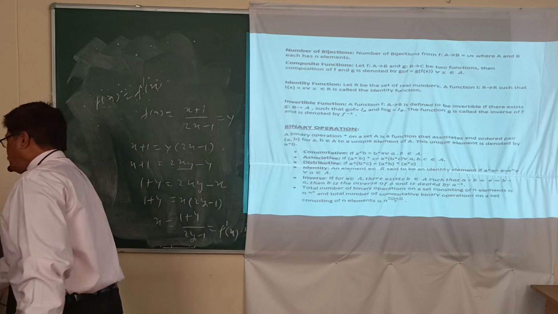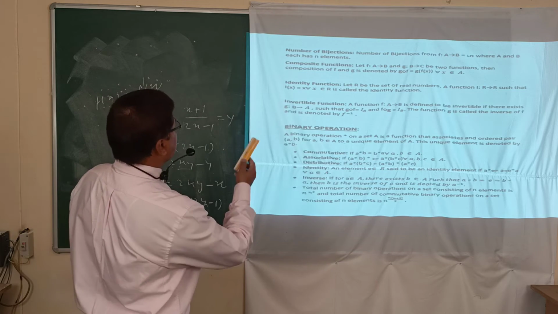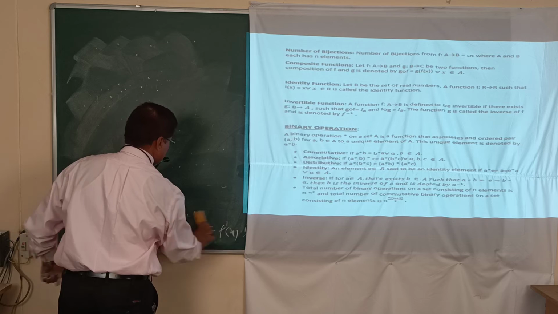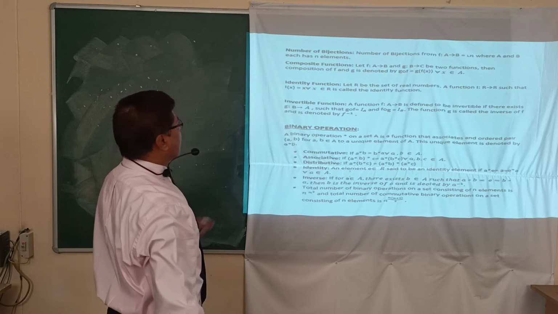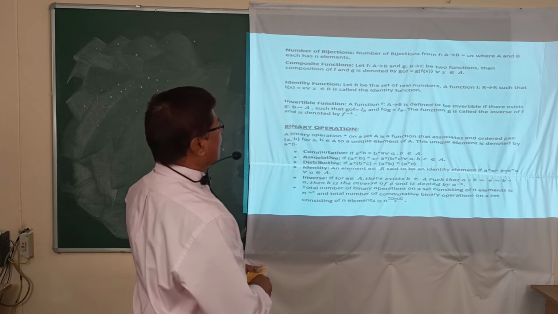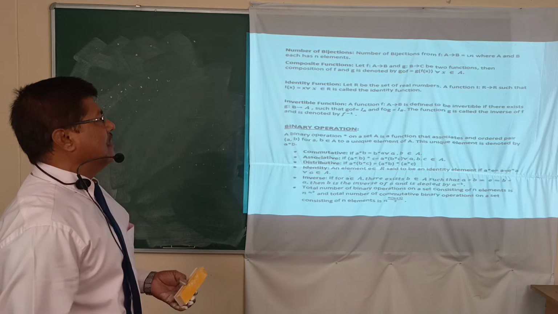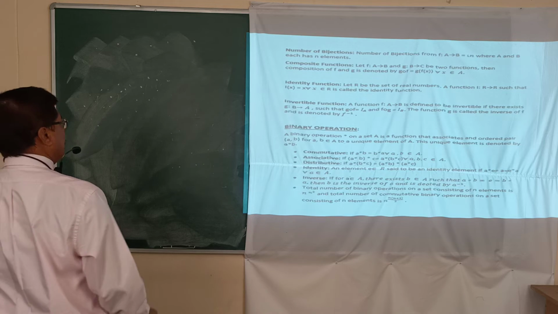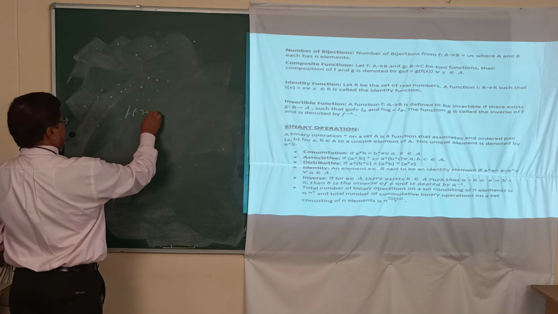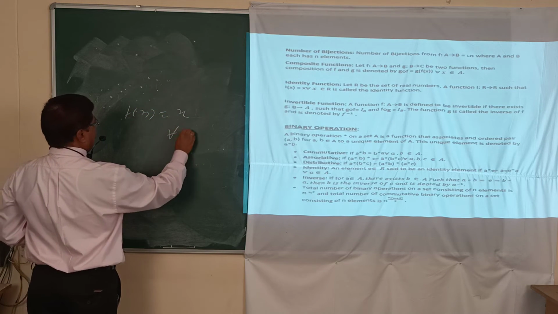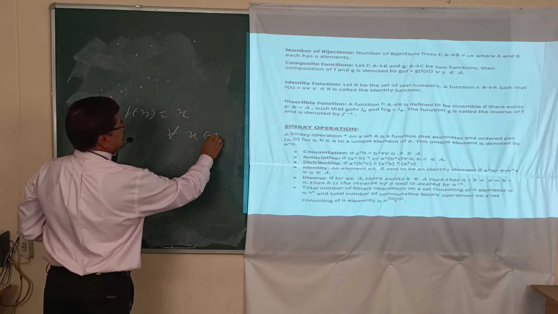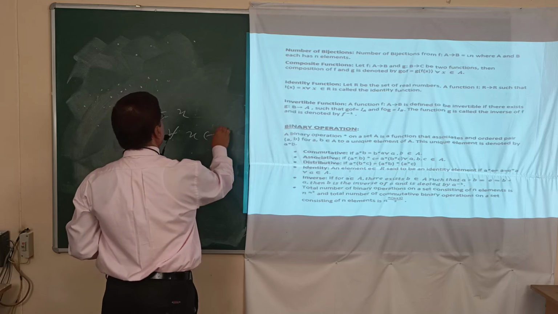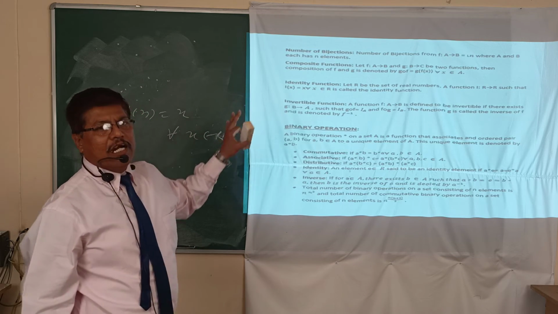Now composite functions we'll see. Before this, you'll see the identity function here. Identity function: let R be the set of real numbers, a function from R to R such that f(x) = x for all x belongs to the real numbers is called the identity function.